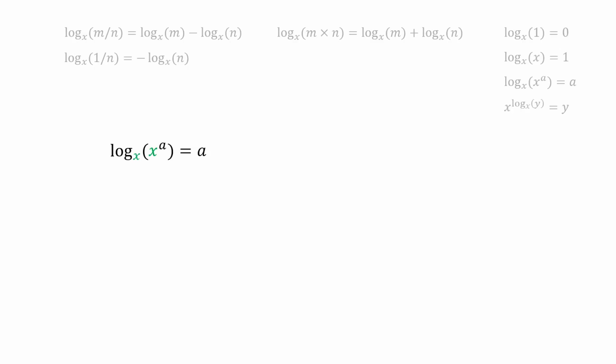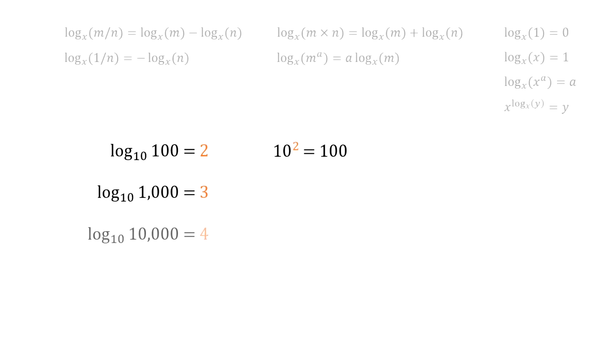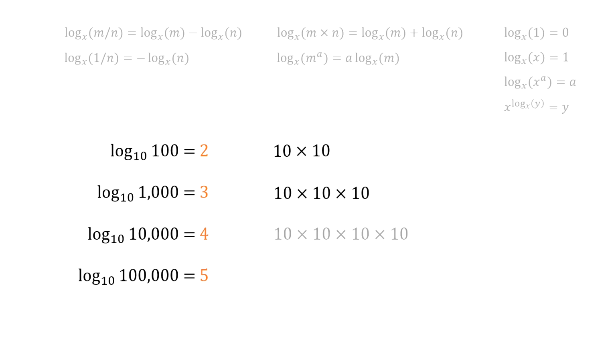Now, think about this logarithm. We want to calculate this exponent, right? The solution is simple: 2. The same applies to these logarithms. This means we have to multiply 10, 2, 3, 4, and 5 times.